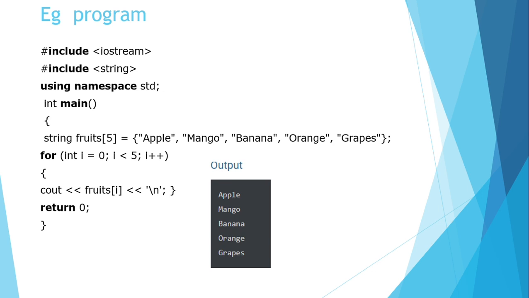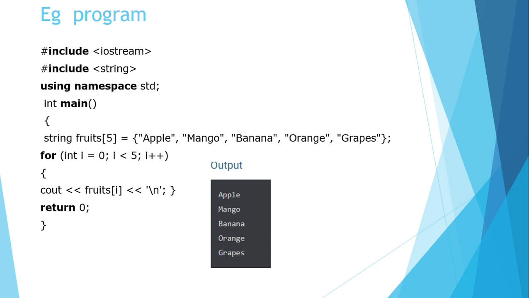It comes down and checks the condition. The condition is true, since it is less than 5, so it goes on. So apple, mango, banana, orange, grapes. The index values are fruit of 0, fruit of 1, fruit of 2, 3 and 4. So we display these index values, and this will be the output.